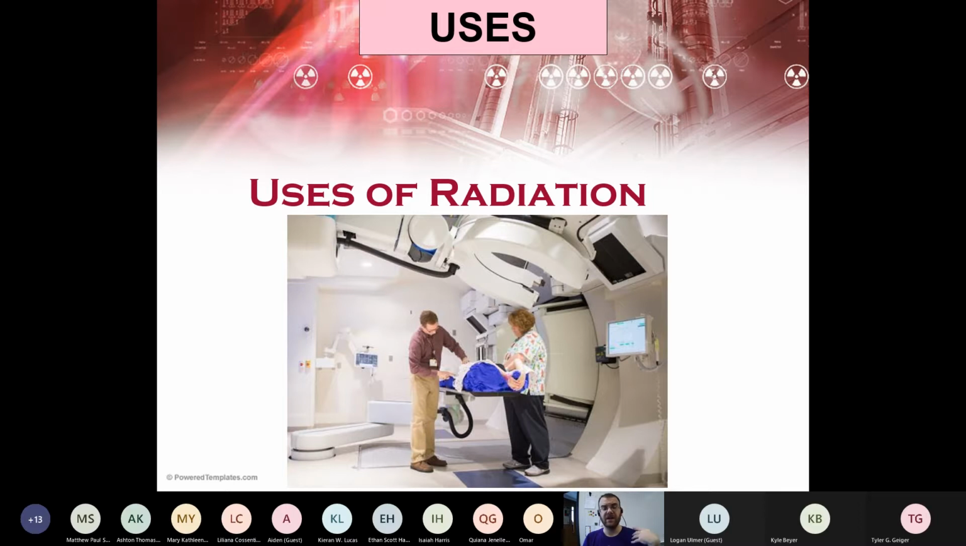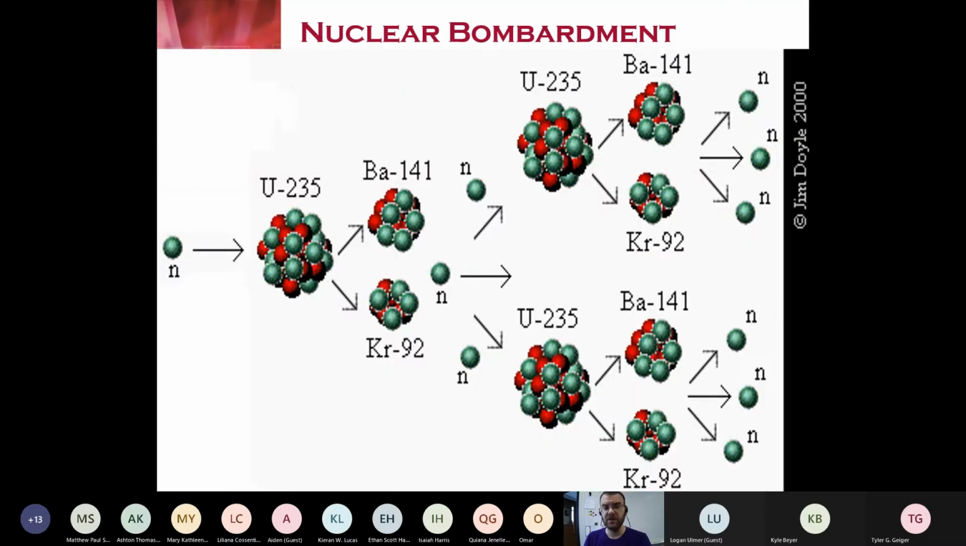So first off, nuclear bombardment is when we smack a particle into another. This could be an alpha particle, a proton, or a neutron, or even a whole other atom, like a complete atom, even a big atom. We can use this to smash into something else and make a new nucleus. Many times when it makes a new nucleus, this nucleus will become unstable.